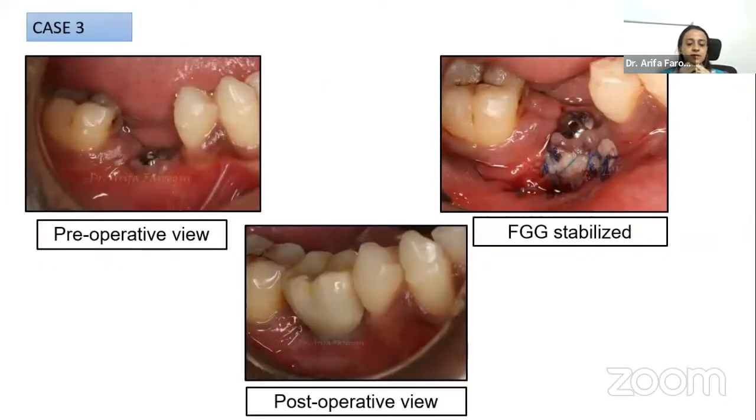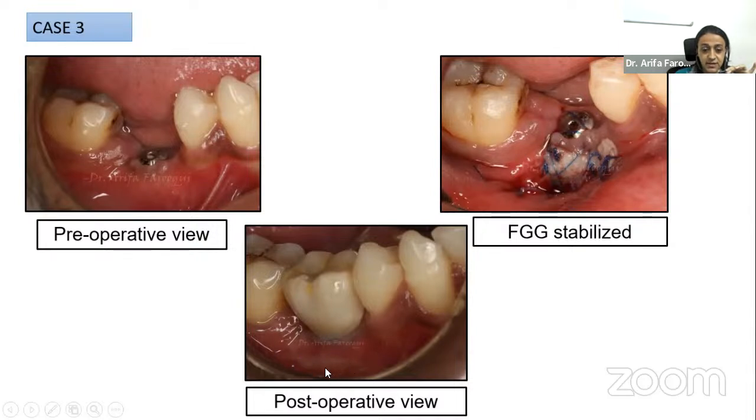Now another case, similar, very straightforward. You can see that there is no keratinized tissue over here, there is directly alveolar mucosa. We have done the second stage surgery. Then we thought that we should go for the augmentation procedure. Then we harvested a free gingival graft, as I showed in the first clinical case, and this FGG was stabilized over here, and this was the post-operative view. This was 3 months post-operative for this case.